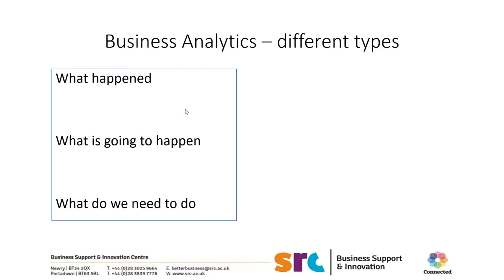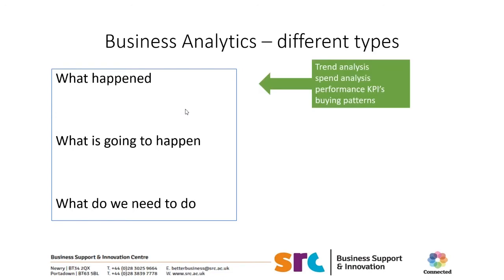And then the really powerful stuff is using data to say, okay, what do we need to do? Because the value add you have for a business is in the decisions that you make as a manager or as an owner or whatever. So the what-happened stuff, most people have seen this before. Most people are already using it. So it's trend analysis, for sales or spend, or for purchasing it's spend analysis. Everybody now in any company or organization has seen performance KPIs.